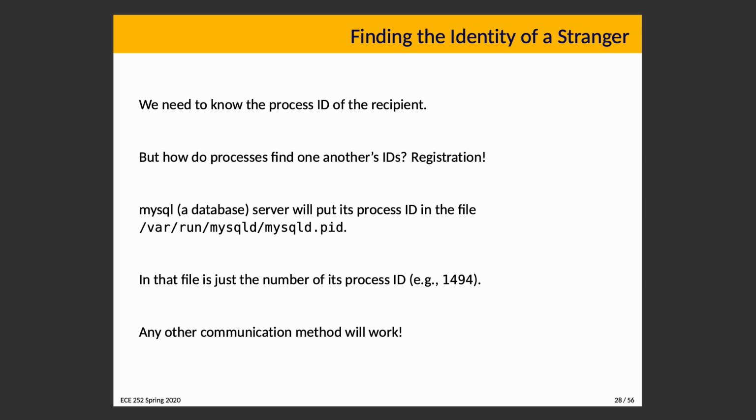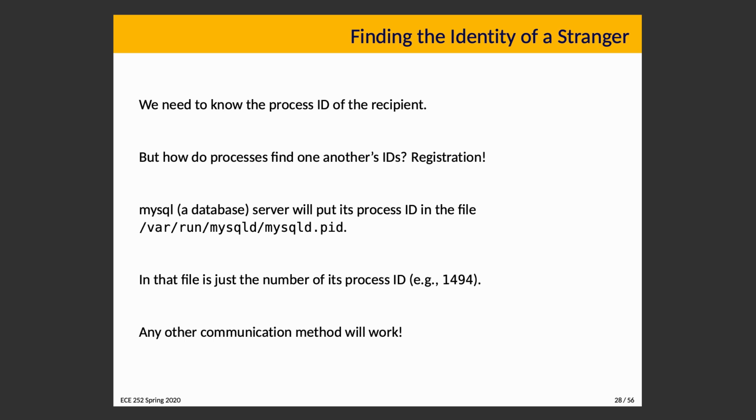What do we do? Well, there are a number of conventions and strategies for this, but one thing that servers sometimes do is they register themselves. They write down their process ID in a location where they know that other processes could find it if they wanted to look. So the MySQL database server puts its process ID in the file /var/run/mysqld/mysqld.pid. And the content of that file is just the process ID number of its process.